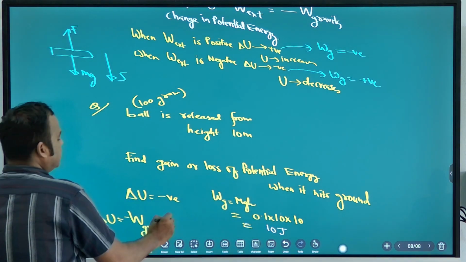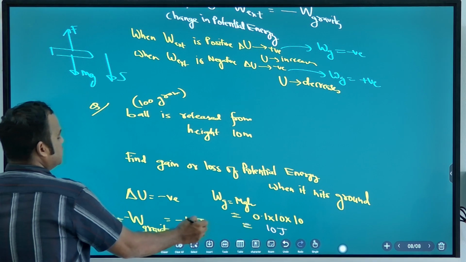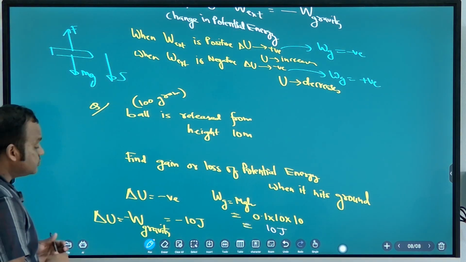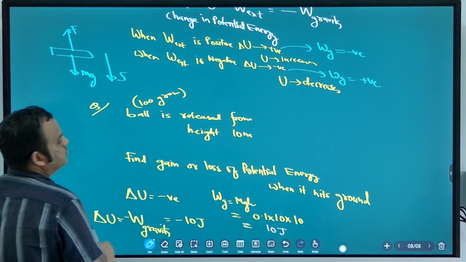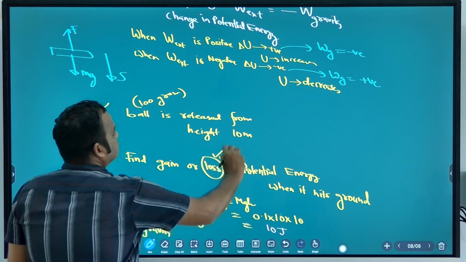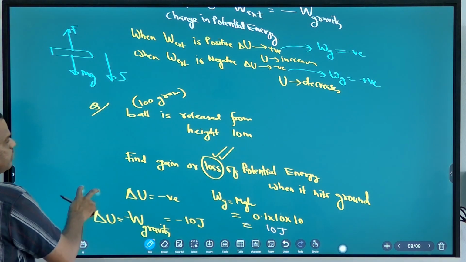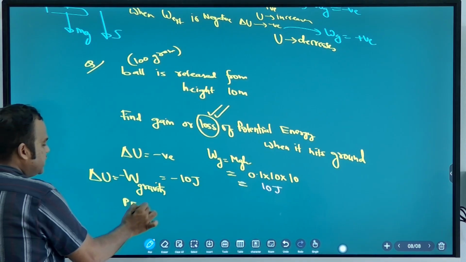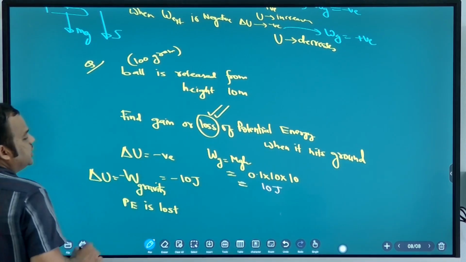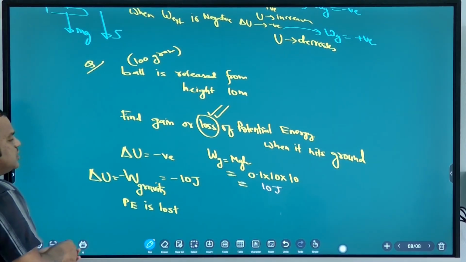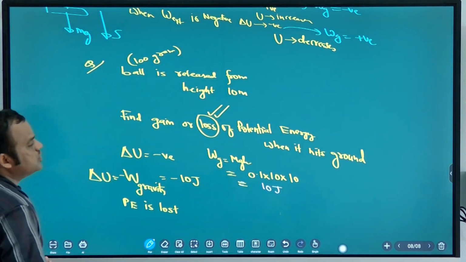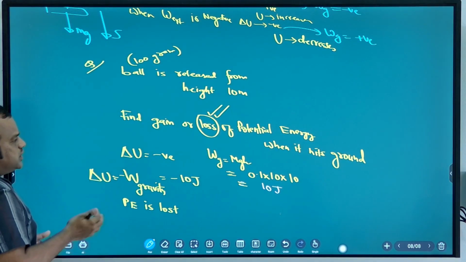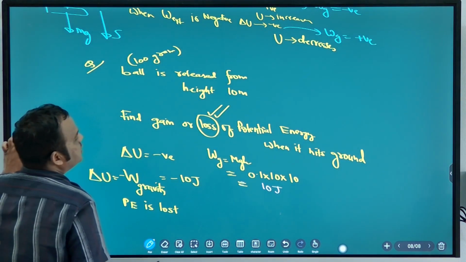So what is the delta U? Minus 10 joule. So delta U is negative. So gain or loss? Loss. So there is a loss of potential energy. Potential energy is lost. Clear? So when something is falling down, potential energy is lost. When something is going up, potential energy is gained.